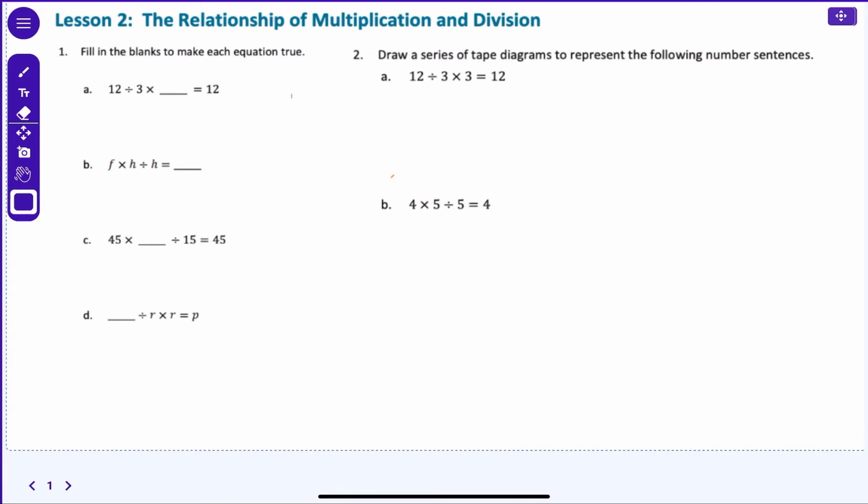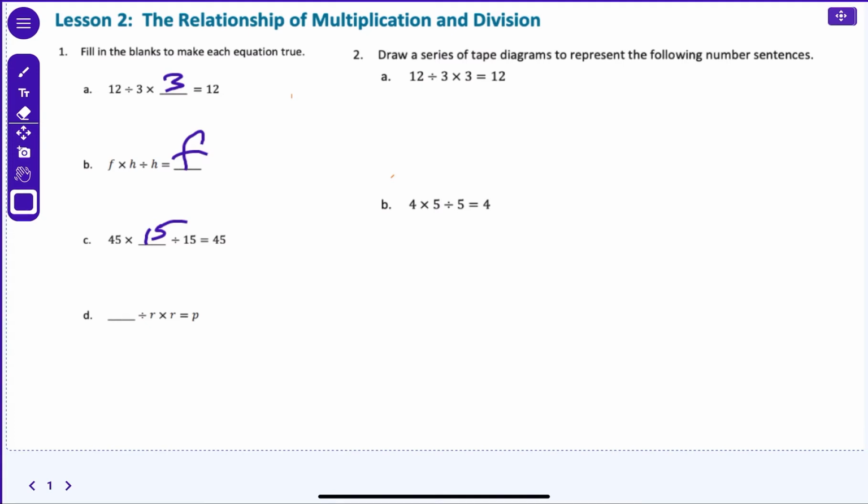So if I take 12 and divide by 3, and then I multiply some number to it, I'm still going to end up with 12. Well, it's got to be 3. F times H divided by H is equal to what? F. 45 times a number divided by 15 is equal to 45. The answer is 15.